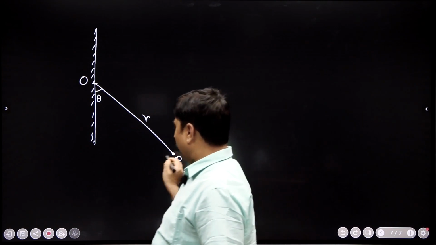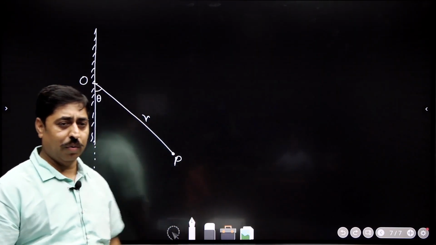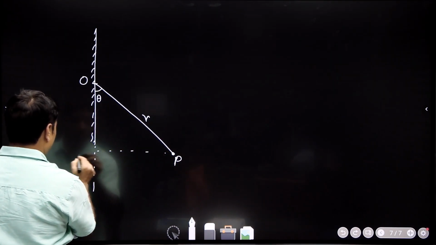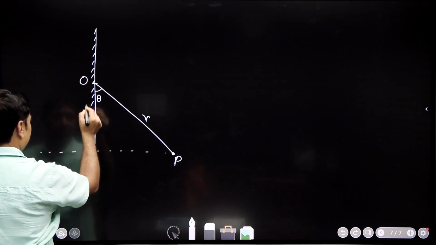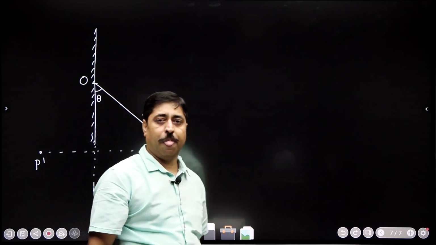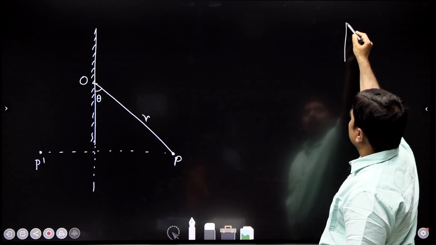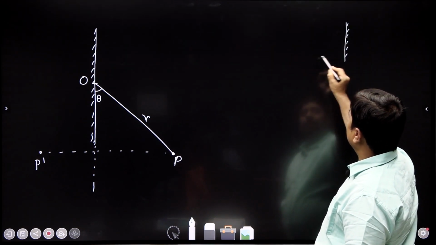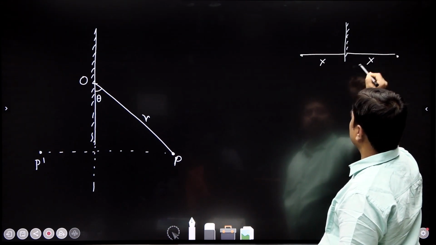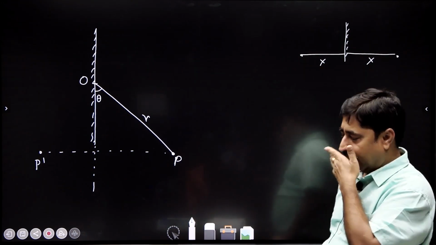Can all of you tell me where is the image of point P? If required, you can extend the mirror. I hope you all know this. The image of point P will be at the same distance from the mirror on the other side, at this particular location P dash. It is important to note that in case of a plane mirror, if this is the object and this is the image, this distance is x, this distance is x. The perpendicular distance of the object and image from the mirror is the same.